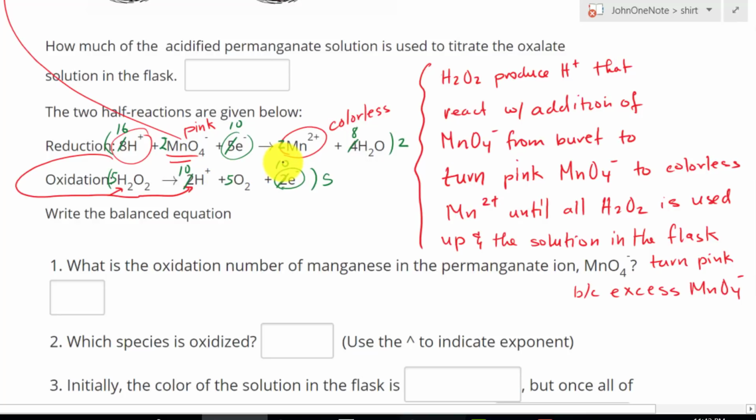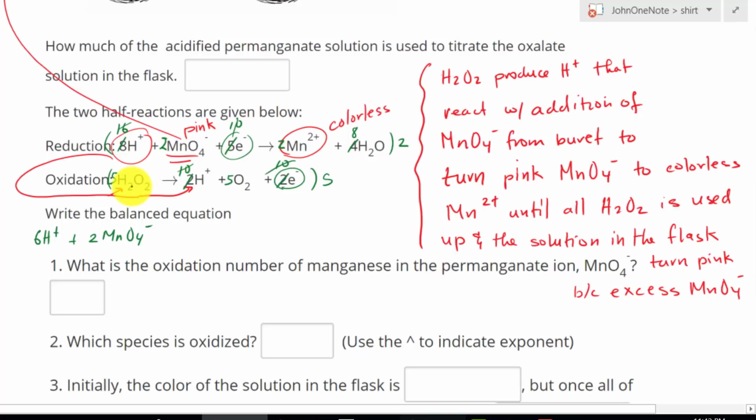And now we combine the two reactions together and just write it out. In this case, they have hydrogen here, 16 on the reactant side. It's going to cancel with that 10. So what we're going to have left is 6H+. What about the MnO4 minus? It doesn't cancel with anything else, so we have 2MnO4 minus. And then the 10 electrons get canceled out with that 10 electrons on the other side. So now we have 0 electrons.